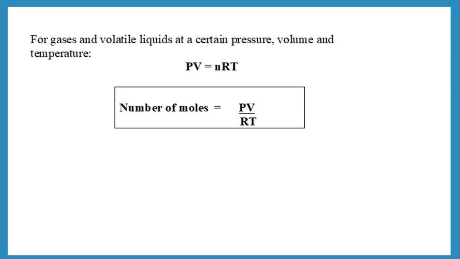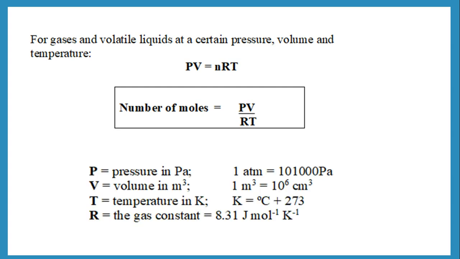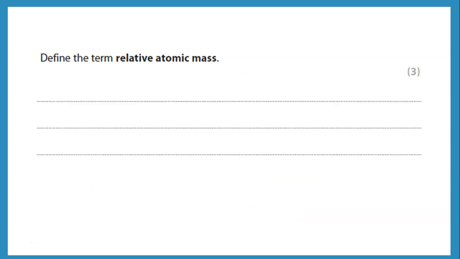For gases and volatile liquids at a certain pressure, temperature, volume, and so on, we use the ideal gas law, PV equals nRT. So the number of moles is the pressure times the volume over R, which is a constant, times T, and you need to pay attention to the units. The pressure should be in Pascal, the volume in meter cubed, the temperature in degree Kelvin, and R is a constant, 8.31. Okay, let's start questions.